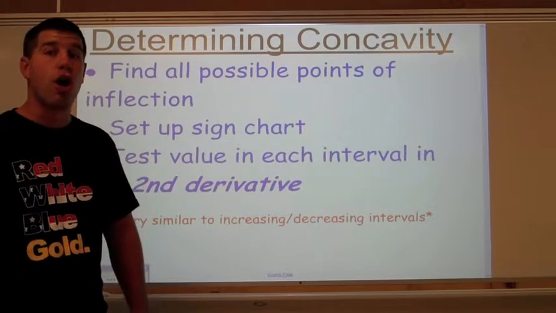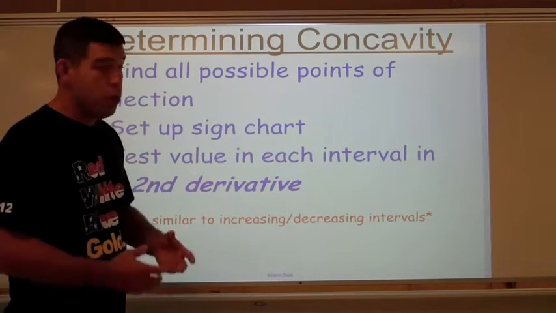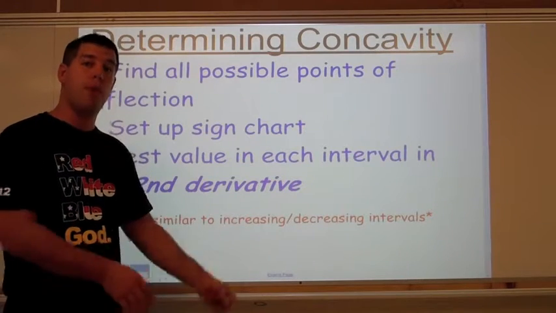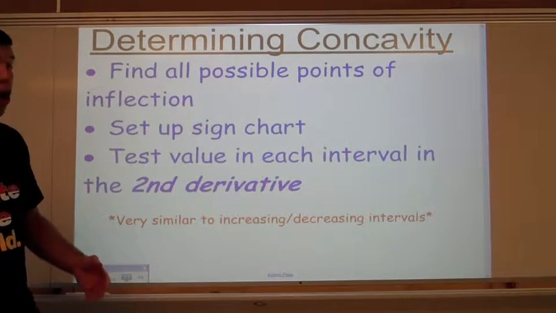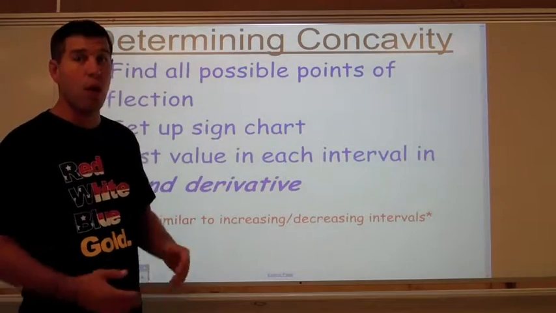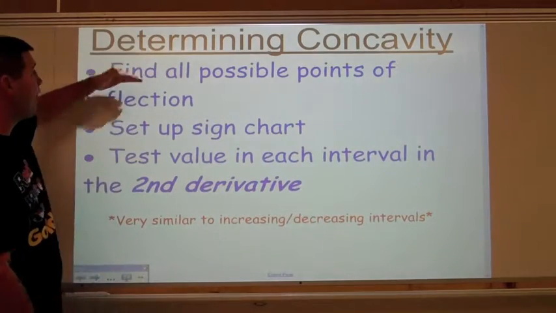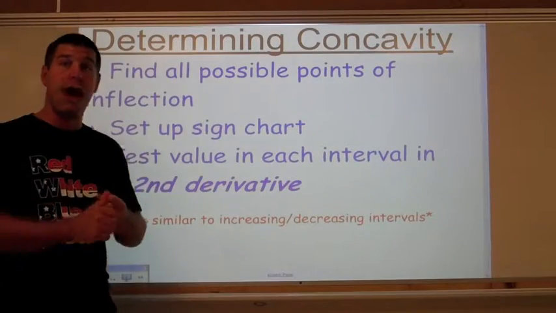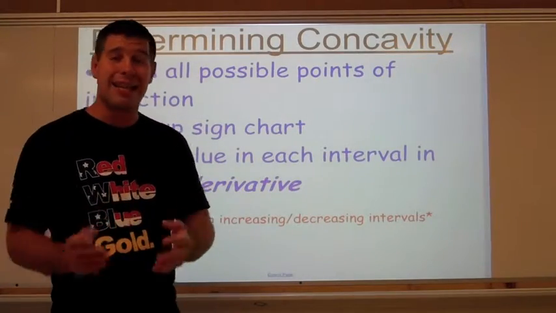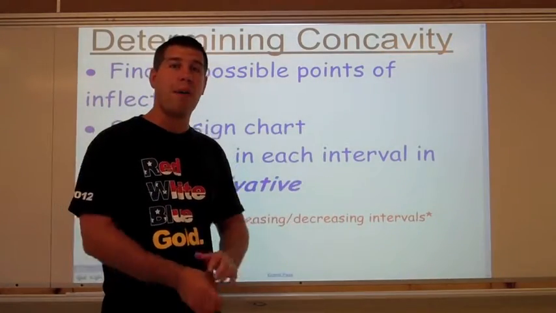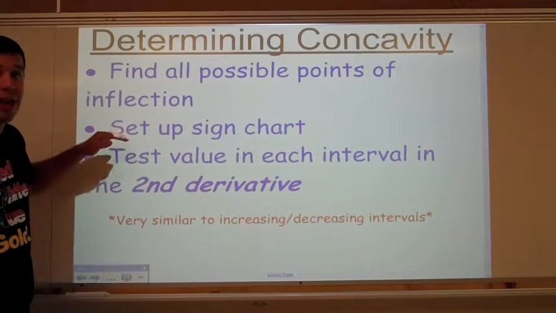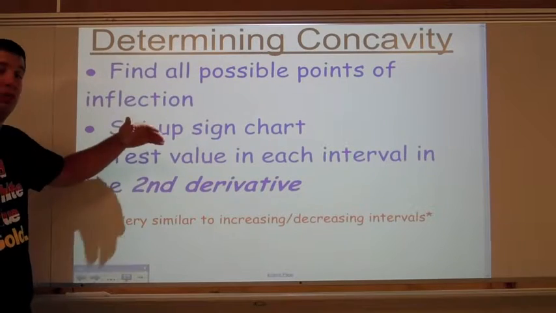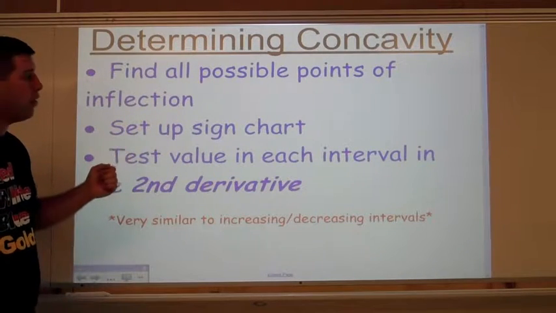So in order to determine concavity, you want to find all your possible points of inflection. Well, your possible points of inflection occur where the second derivative is equal to 0 or undefined. So your first step, find all possible points of inflection. You derive it twice, then set that second derivative equal to 0, or find where that second derivative is undefined. Once you do that, you have your possible points of inflection, 2, 3, 4, maybe 1, depending on the function.